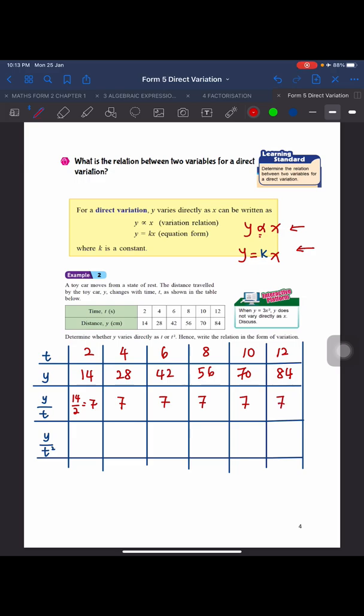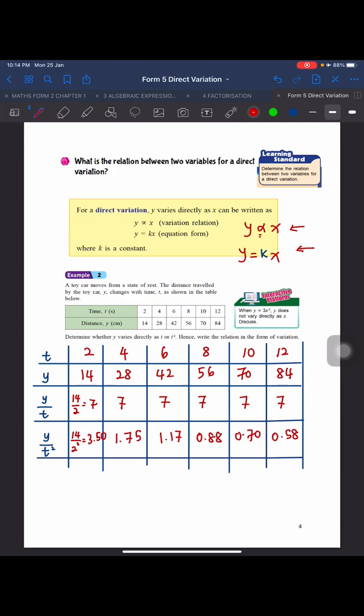Next we try to divide y by t square. What happened when 14 is divided by 2 square? You will get 3.50. Let's try the second one. 28 divided by 4 square, you will get 1.75. 42 divided by 6 square, 1.17. 56 divided by 8 square, 0.88. 70 divided by 10 square, 0.70. And finally, 84 divided by 12 square, you will get 0.58.